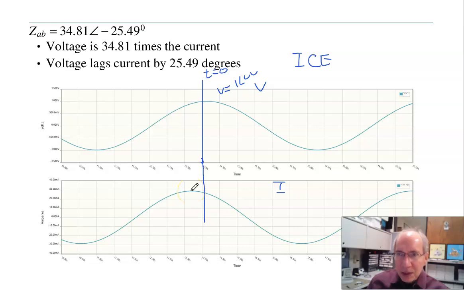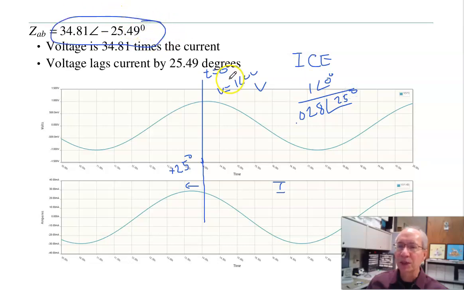The peak, hard to see, it's about 28 milliamps. This is about 25 degrees phase shift, comes first. So the voltage divided by current is 1 volt at 0 degrees divided by the current, about 28 milliamps, 0.028 at 25 degrees, gives you 34 at minus 25 degrees. Same answer.